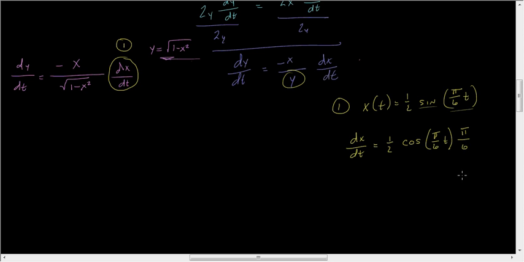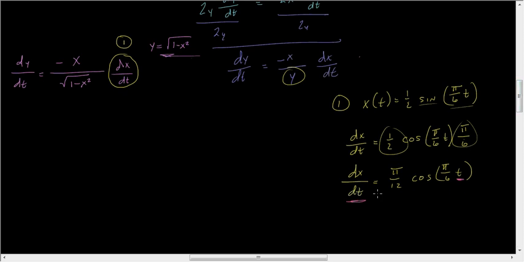Okay, so we'll go ahead and clean this up a bit. So dx/dt is equal to, if we combine the 1/2 and the pi over 6, pi over 12 cosine of pi over 6t. Now here's another problem. The speed at which x is changing is dependent upon the time, or where it is in its cycle. It's not a very easy thing to see. Now that we have that, we know that we must have t, so we have to solve for t.